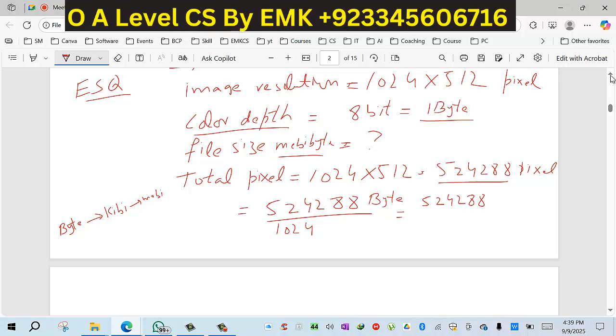आपको दो दफा इसको divide करना पड़ेगा to get the answer in megabyte. So megabyte will be 0.50 megabyte. Understood?